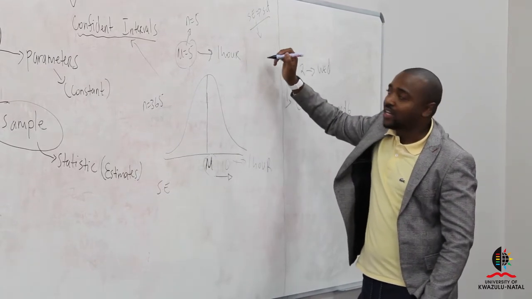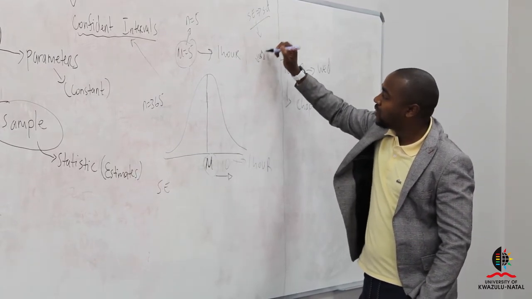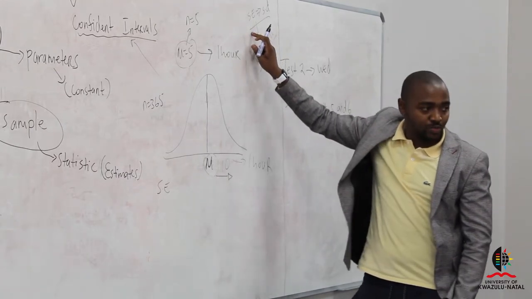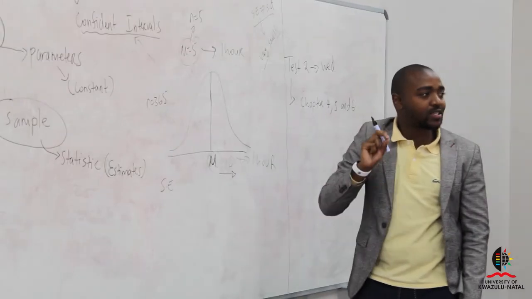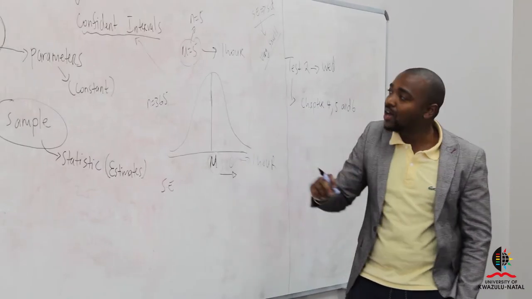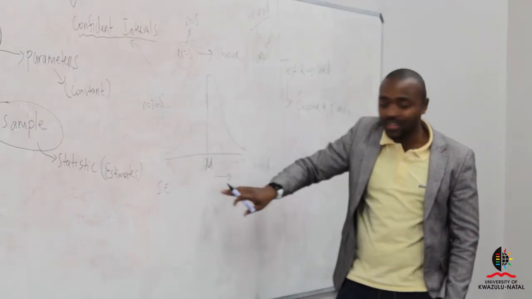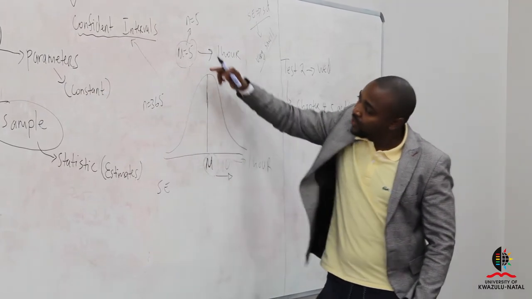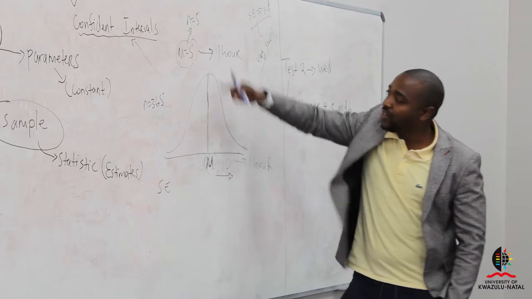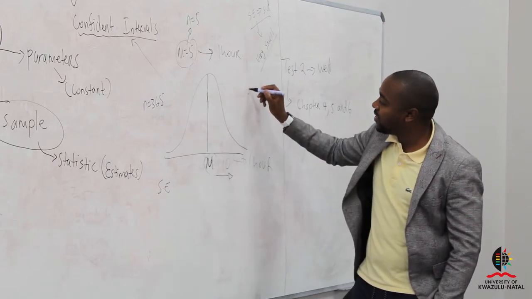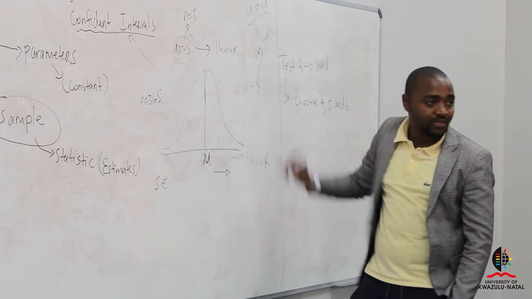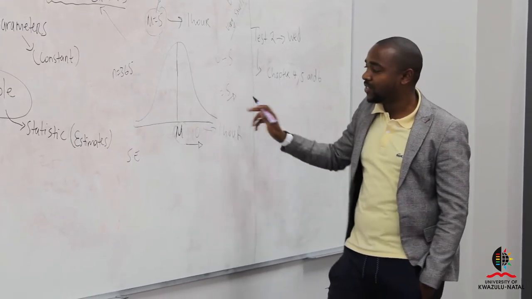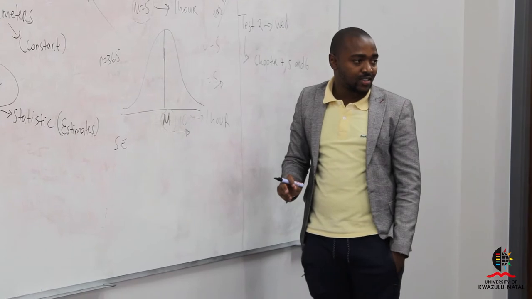Obviously, you want your standard error to be very small. Why do you want your standard error to be very small? Because the smaller the standard error, the closer you are to the parameter, the actual value. So for instance, the error here is 10 minus 5, the answer is 5. This is your error.